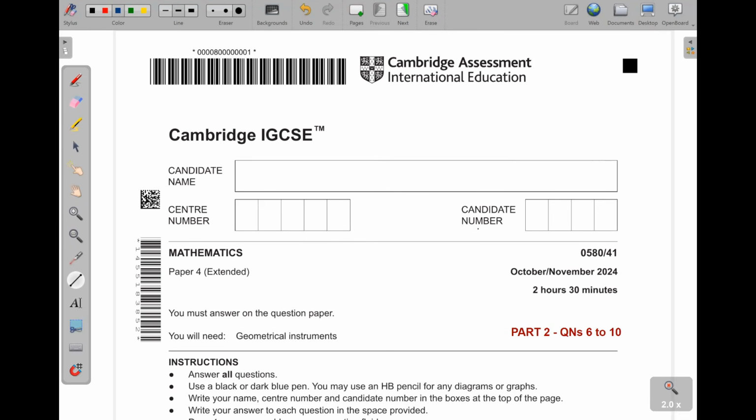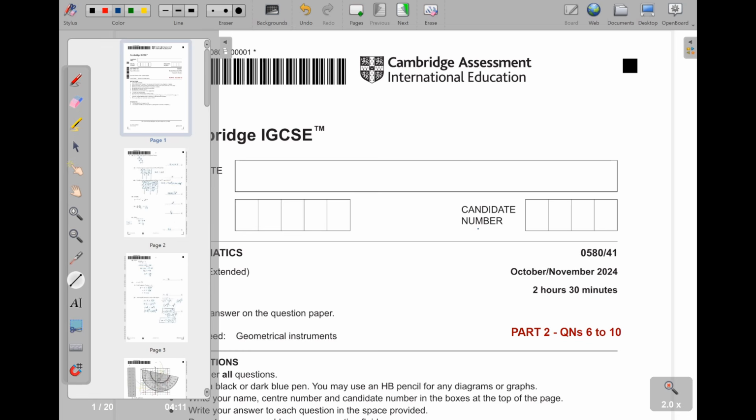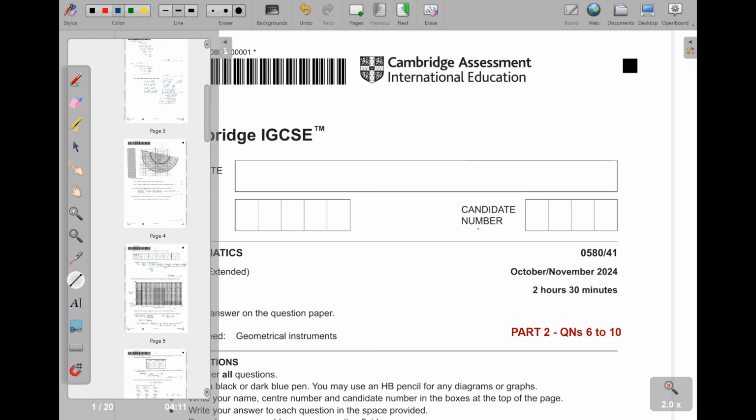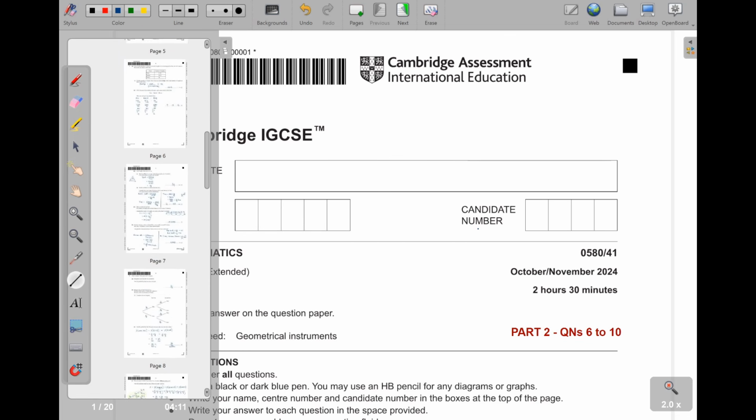This is Teacher Simon taking you through Cambridge IGCSE Extended Mathematics for October-November 2024 paper 4-1, and this is part 2 for questions from 6 to 10. However, I forgot to do part C of question 2, so that's where I'm going to start from, part 2 of question 2 in our previous video.